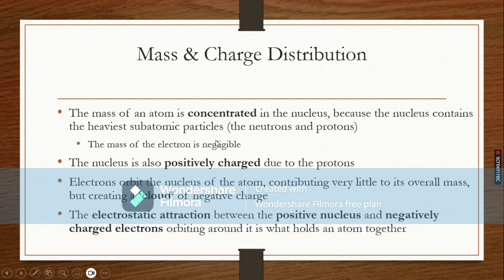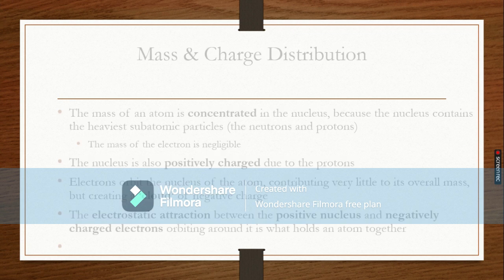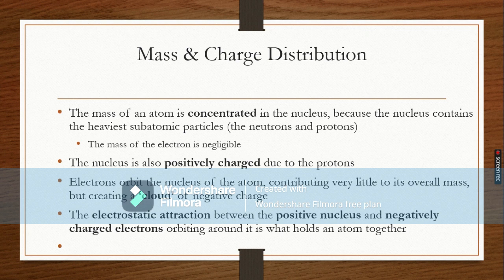The mass of the electron is negligible. Negligible means that the mass of the electron is much smaller. As we discussed in our previous video, it's 1836 times smaller than a proton and a neutron. Now, the mass of the electron is negligible.